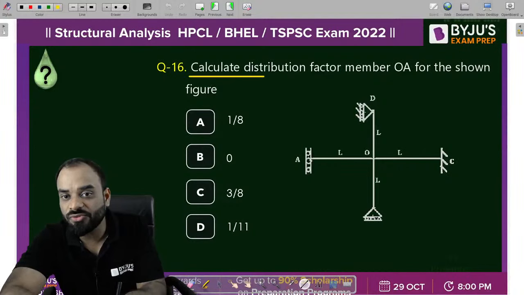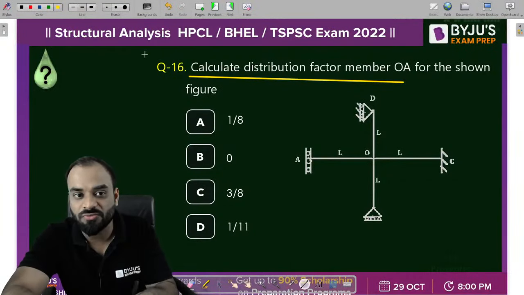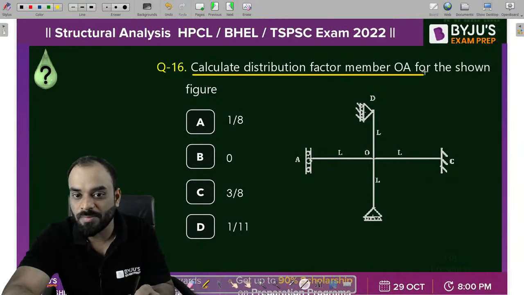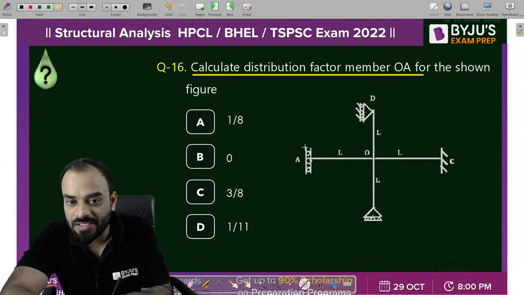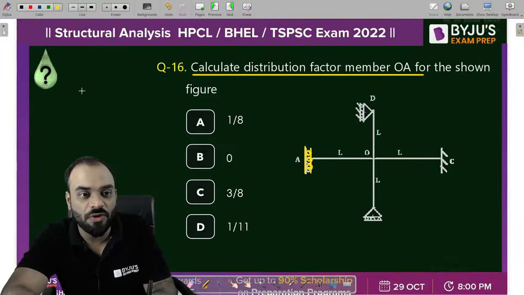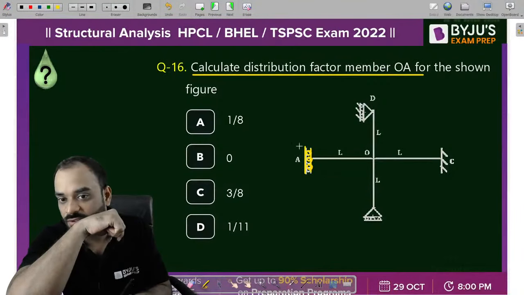Calculate the distribution factor for member OA. You need to tell me, guys, what should be the distribution factor for member OA. Kindly consider this particular support as a guided roller support. Do you remember, guys, what is the stiffness for a guided roller support? It is not a free end.